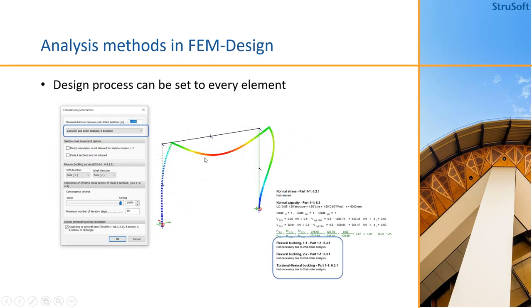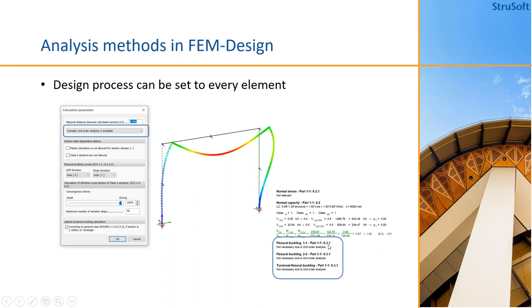And the last step is when you're designing elements, compression elements in demanding structures in FEM design, you can decide yourself as an engineer what kind of effects you use. And right now I have selected this method. It says consider second order analysis if available. And what happens in the report, it says that it's not necessary to calculate the flexural buckling because we have a second order analysis. But you have to know, FEM design doesn't know if you have bow or sway imperfections in this element or not. If you have it, then it's fully correct.